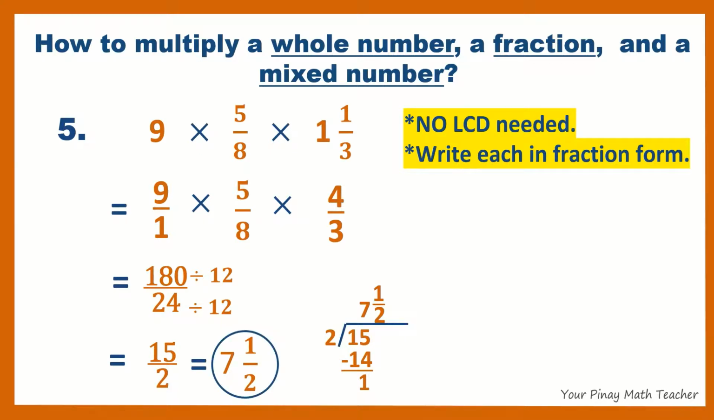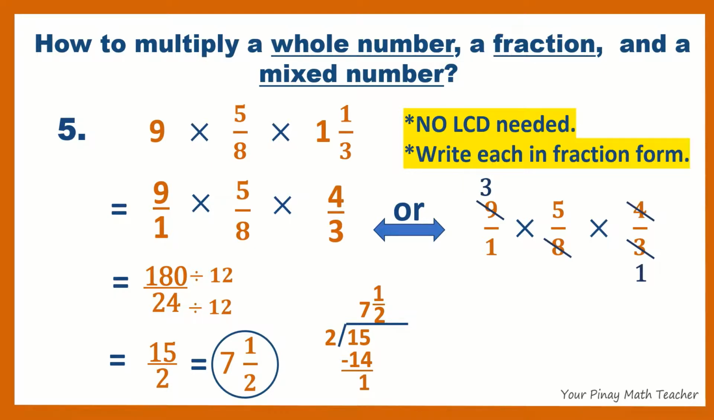Now the other way is, instead of multiplying the numerators first, we reduce first. So we reduce 9 and 3 by 3. So we get 3 and then this is 1. We also reduce 8 and 4 by 4. So 8 becomes 2 and 4 becomes 1.